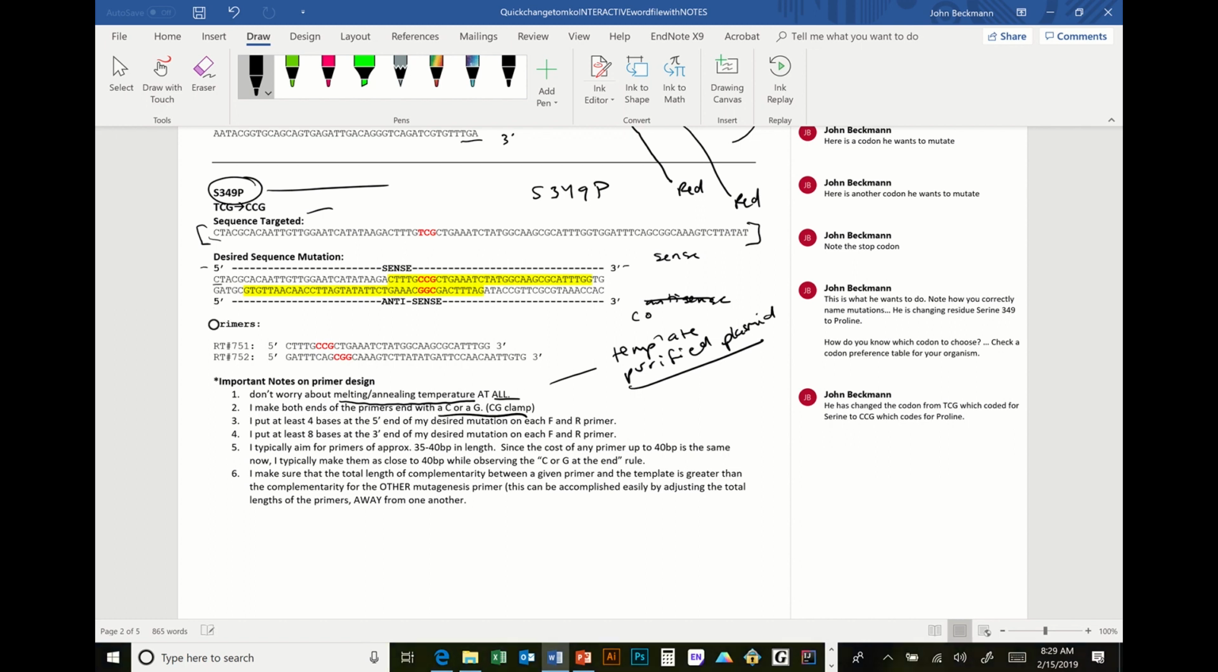Okay, CG clamp still applies. So here, if you look at his primers, the forward primer still starts with a C, ends with a G. Here, the reverse primer starts with a G, ends with a G. So CG clamp still applies. You always want to try to find the closest C or G. Okay, so he says I put 4 bases on the 5' end of my desired mutation. So that means you want to start your primer at least past that T. So he started it here at that C to obey the CG clamp rule.